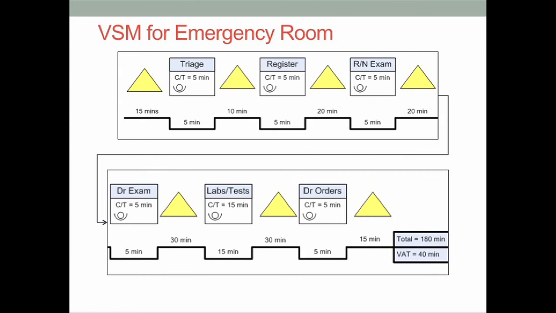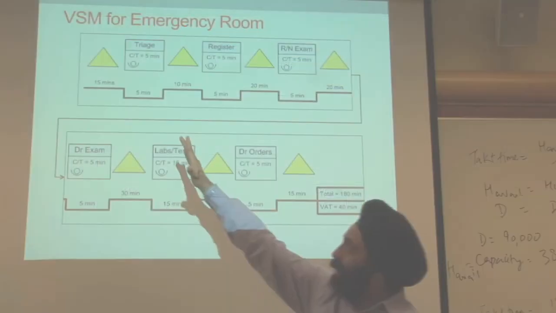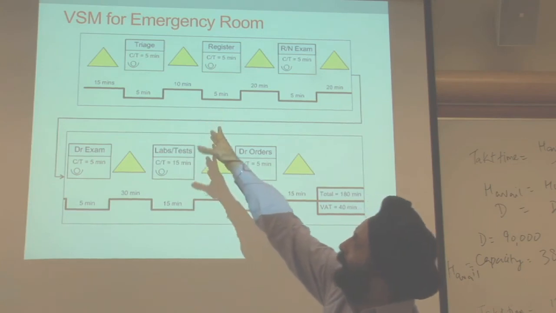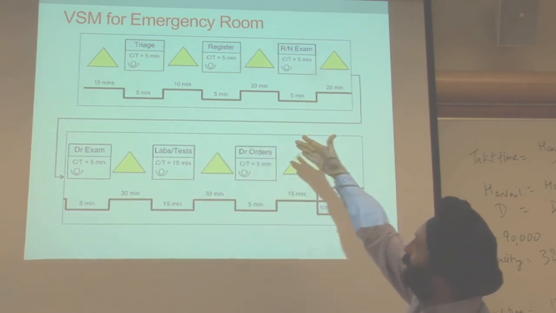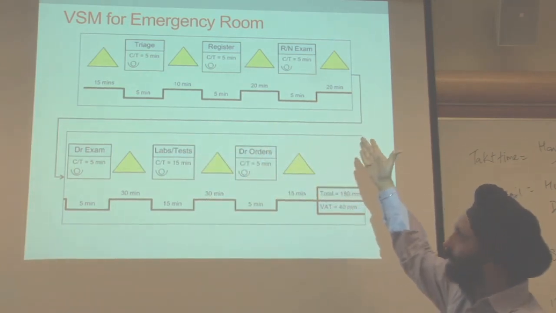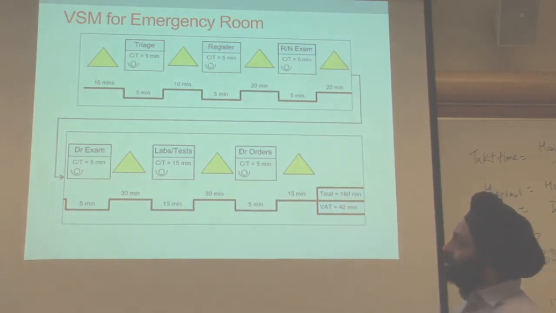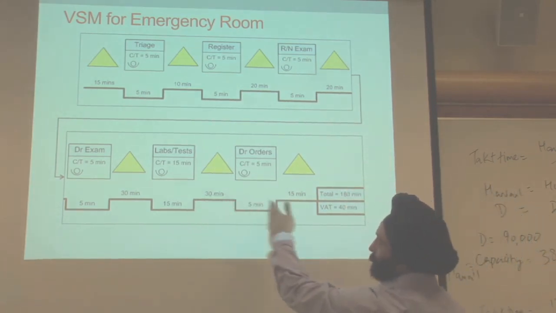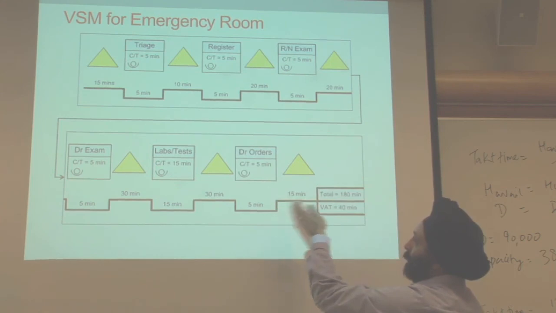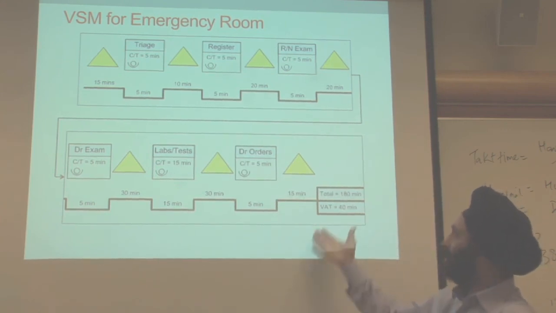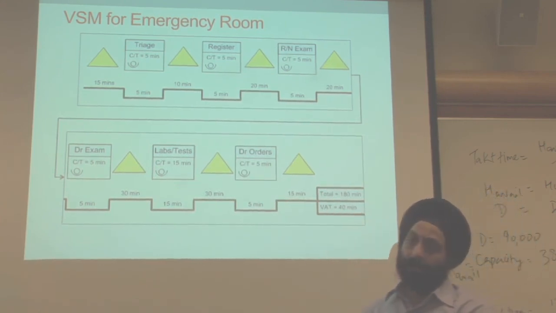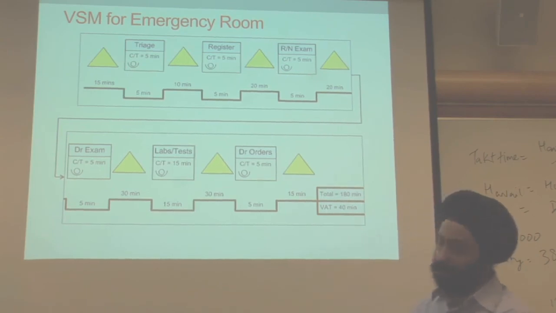Value stream mapping can be calculated in terms of patient arrival to triage, nurse triage to register, through registered nurse exam, to doctor's exam, lab test, and doctor orders. You can see the total minutes spent by the patient versus the value-added time, where the value is delivered, which is only 40 minutes.